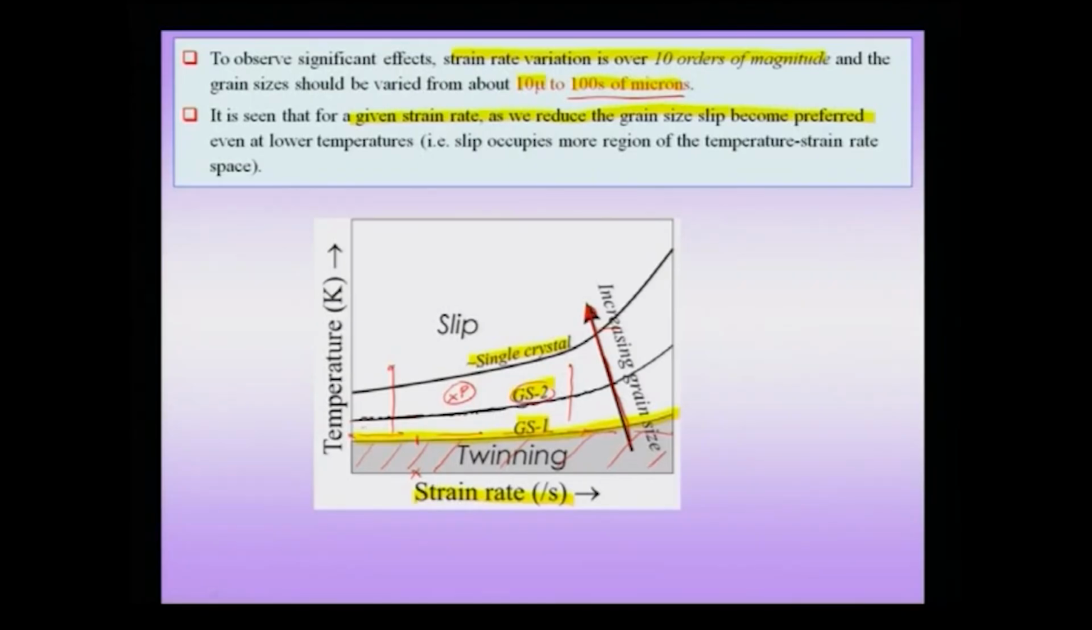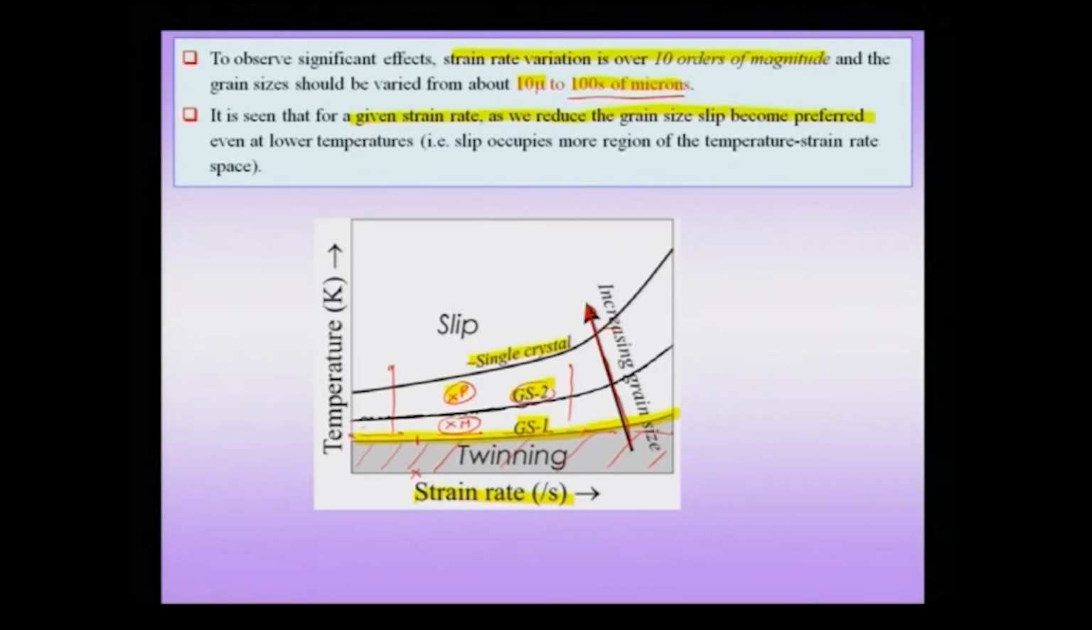So, I am talking about grain size 2, and with respect to grain size 2, I am talking about a point P. All points lying above this GS2 line are points wherein slip would take place. So, at point P you expect slip to take place for this given strain rate and temperature. Now, similarly, if I am talking about grain size 1, on the other hand, this point, say I call it M, point M for grain size 1 would show slip, because it lies above the grain size 1 curve.